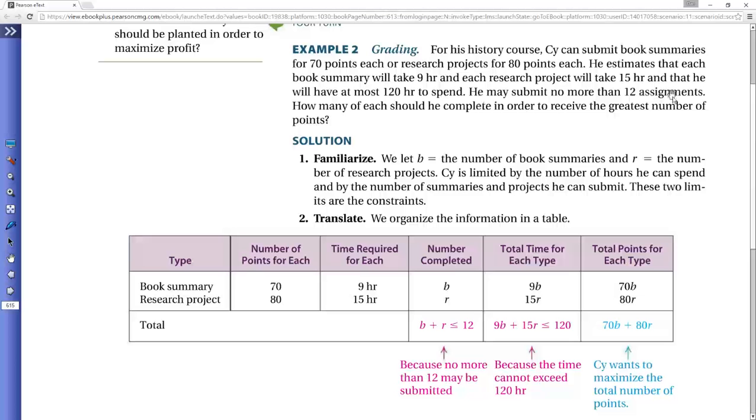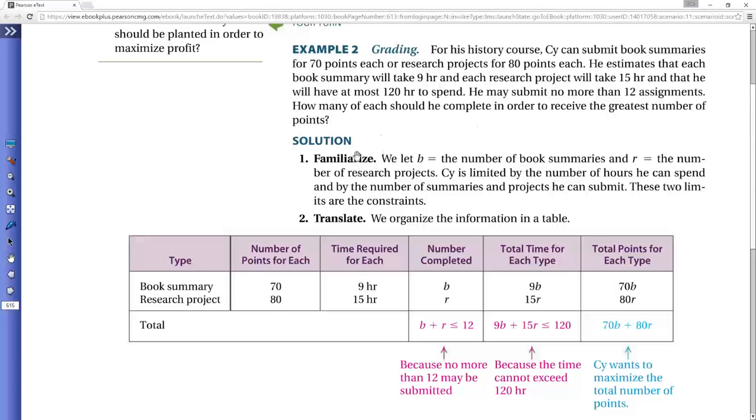And also the teacher said, well, I'm not going to spend the rest of my life reading book summaries and research projects, because some person may just go nuts and enter a bunch. He says the max you can put in is 12 assignments. So how many of each should he complete in order to receive the greatest number of points?